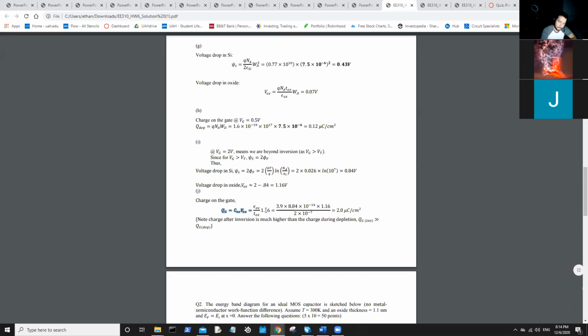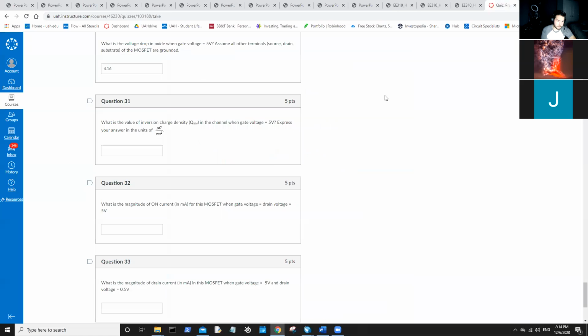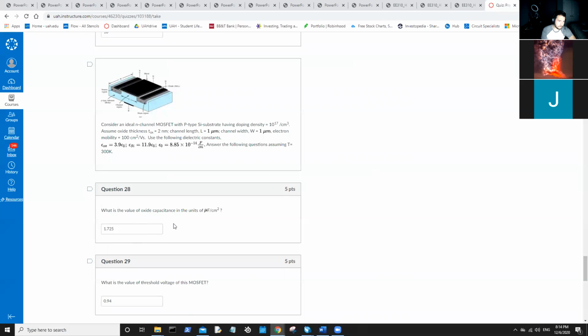It's 4.16. And we also have calculated COX previously, which was, I don't remember that. It was small. I'll just go back up in the quiz and look at it when we need to. So it was going to be 1.725 times 10 to the negative 6th times 4.16, because that's the voltage drop in oxide. And we have a number.